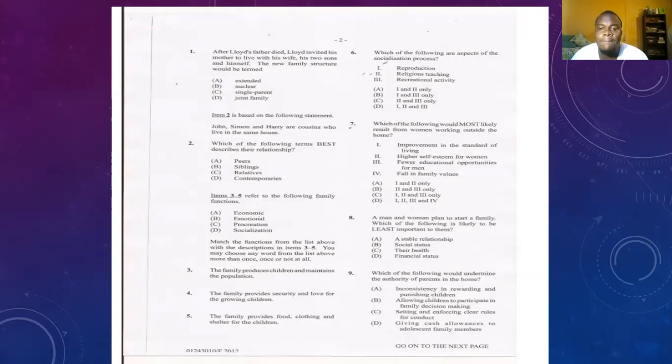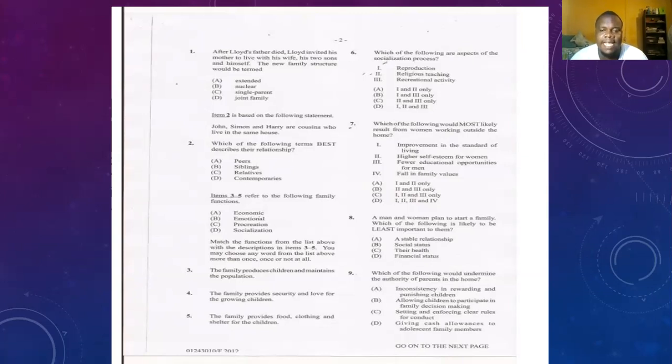Number 8, a man and woman plan to start a family. Which of the following is likely to be least important to them? They're starting a family. What is the least important? So 3 are very important. You need to find the one that is least important. A, a stable relationship. B, social status. C, their health. D, financial status. So what is least important? Social status. See, that's not important to them in starting a family, right? But a stable relationship is important. Their health is important. And their financial status is also important because they must be able to take care of the child financially, because children or a child takes money.